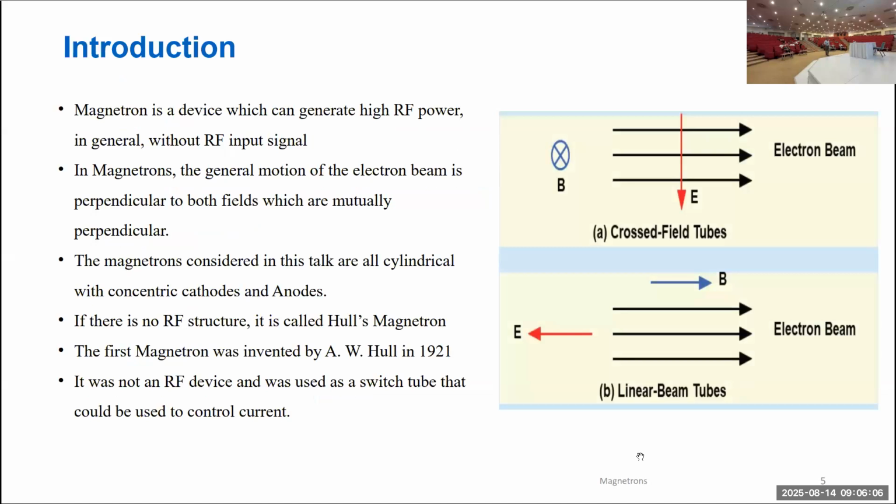Introduction of the magnetron. A magnetron is a device which can generate high RF power in general without RF input. You need not feed it an RF to amplify it. It is a device which is operated without RF input.